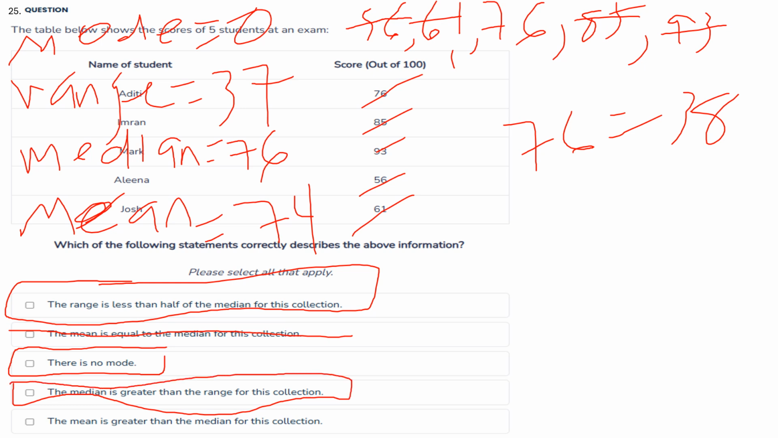The mean is greater than the median. The mean is 74. The median is 76, so that is not correct. All right, so there's 3 that apply. We have the range is less than half of the median for this collection. There is no mode, and the median is greater than the range.